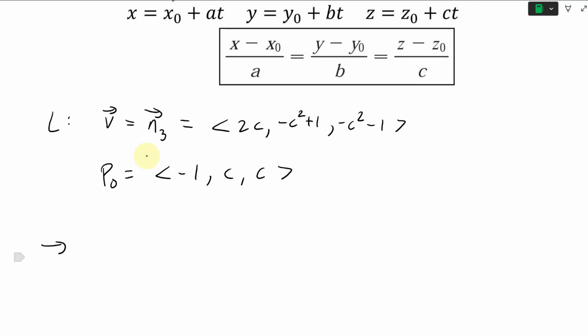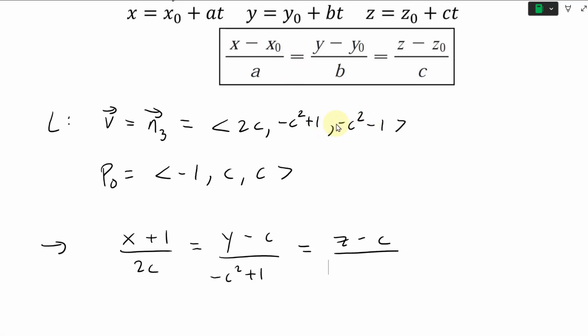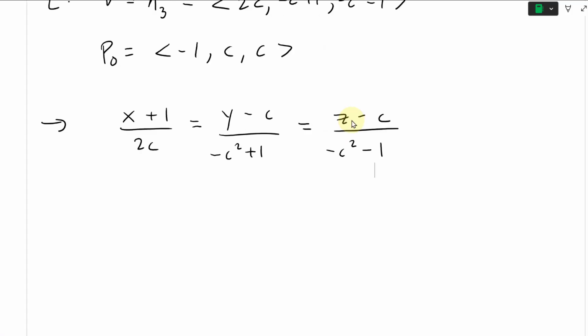This becomes x minus x naught, this would be -1 minus -1 to be +1, divided by a, which is 2c, equals, now the y side, y minus c over b, which is -c squared plus 1, and this equals the z side, z minus c, divided by this one right here, -c squared minus 1. And so we have that, but now the calculus book actually gets rid of this.